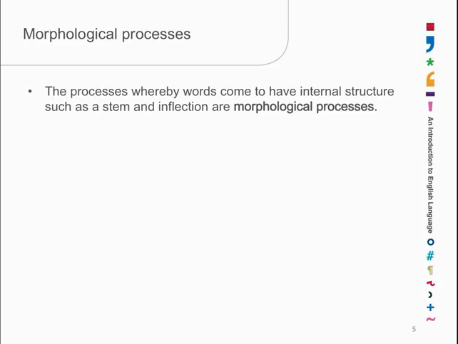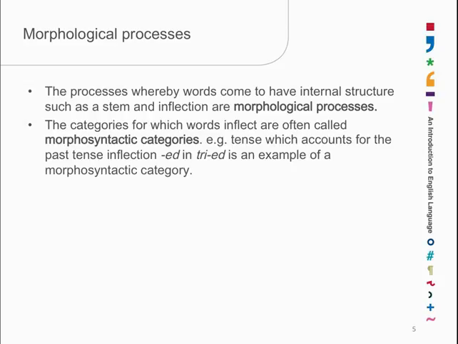But again, the process isn't random. You can't add any old inflection to any old stem, and so there have to be rules, and those rules are established again within the grammar in the widest sense of the word. The grammar is the set of rules that establishes what's possible and what isn't in a language. In order to know which inflections you're allowed on which kinds of words, you have to know something about the morphosyntactic categories within a language.